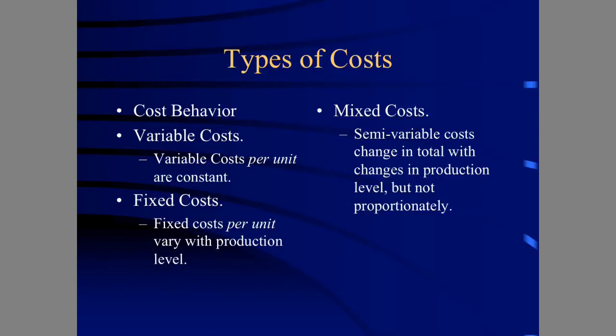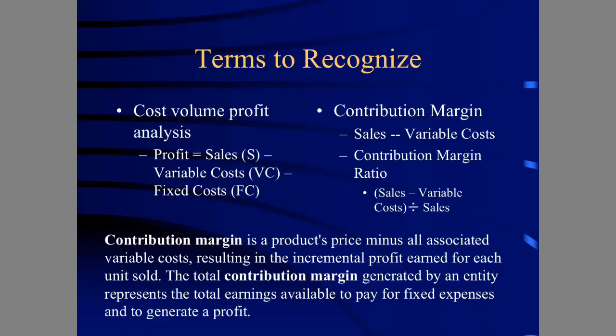We have certain different assets. We have a computer software program that we pay maintenance on, regardless of the number of prescriptions we fill. And then there's mixed cost. There's several semi-variable costs that change in total with changes in production level, but not always proportionally. Things we need to recognize in looking at the cost volume profit analysis.